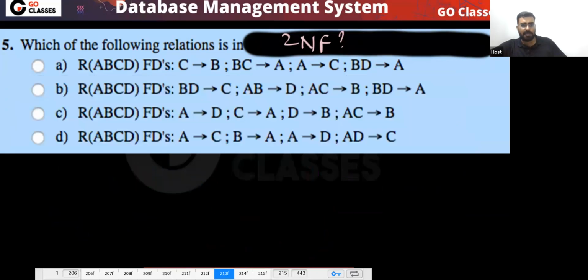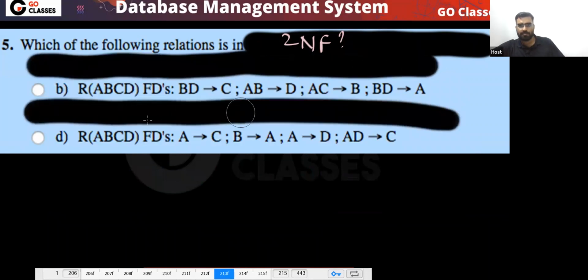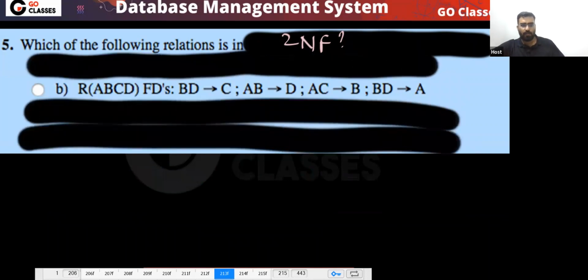What about option B? Tell me. Here you have A, B, C, D. So what are the candidate keys? I think this question we have seen. Option B we have already done. This is also in 2NF. This we have already done.